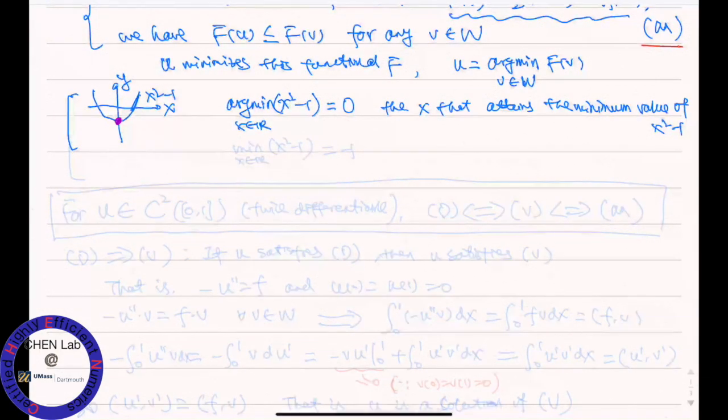This is different from if I'm asking you the minimum possible value of x squared minus 1 by going through all the x. That's of course negative 1, when you plug in 0. That's what the argmin is.